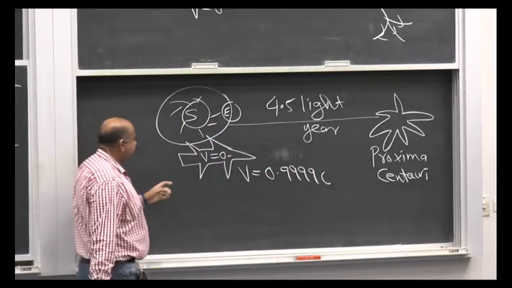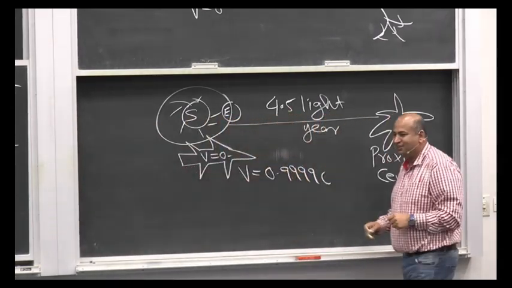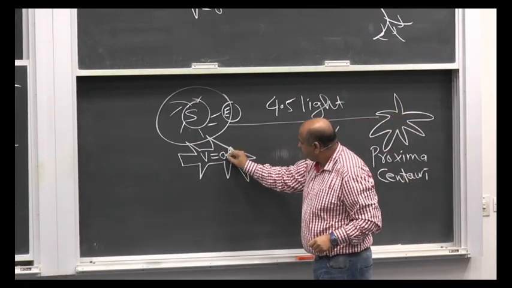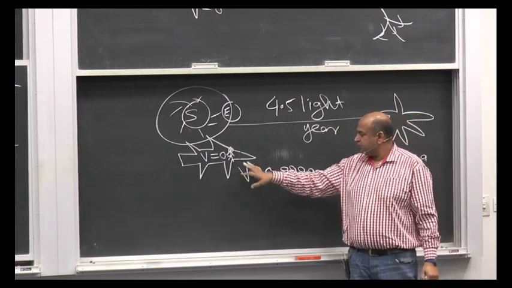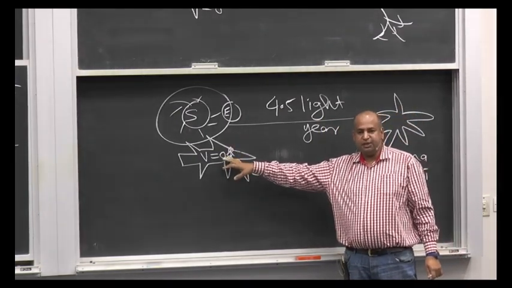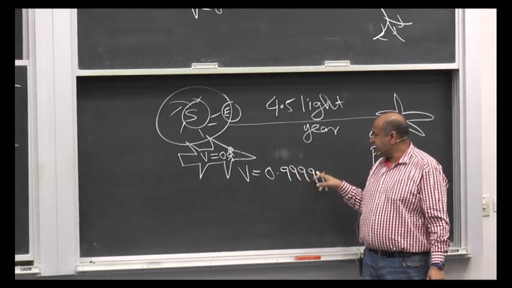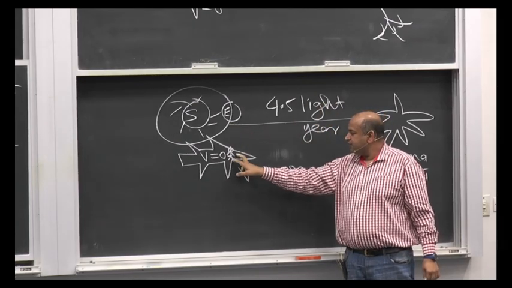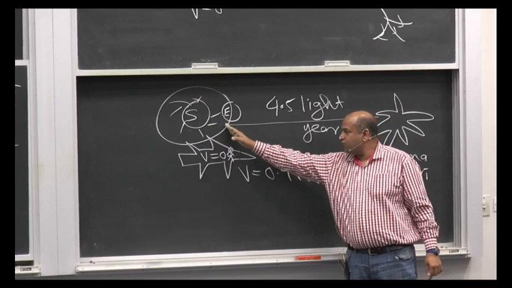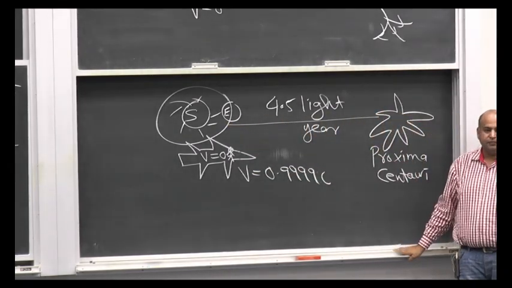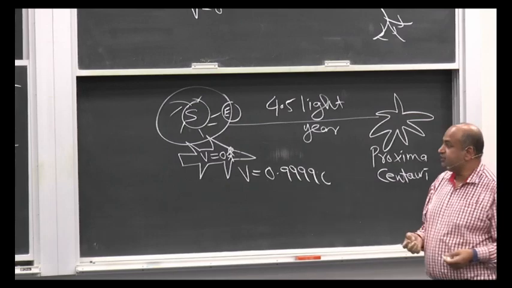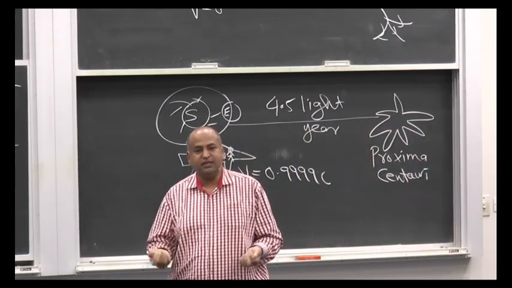I don't care about reference frame. Okay, so I think I do care about reference frame. So the reference frame is that of a person who is in the ship. The person who is sitting in the ship is moving with a speed of 0.9999c with respect to, let's say, Earth or Proxima Centauri. How long will it take for the ship to go from here to here? 4.5 light years is an answer that you get to if you're still thinking in Newtonian physics.